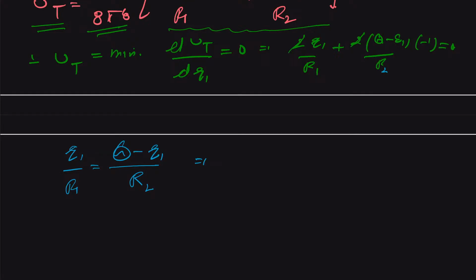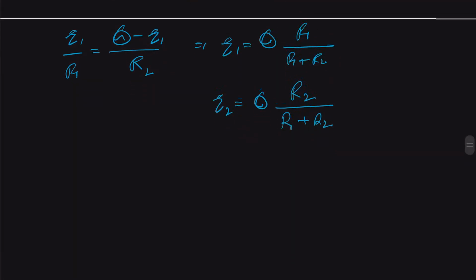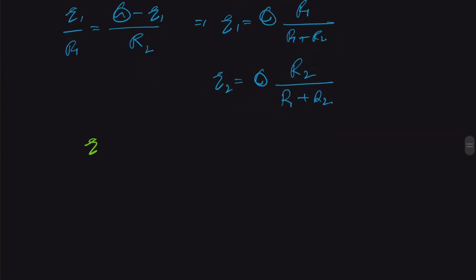From here we can say that our q1 will be equal to q upon r1 plus r2, and similarly our q2 will be q times r2 upon r1 plus r2. And in terms of ratio, our q1 to q2 ratio will be equal to the ratio r1 to r2. So when the charges on individual spheres are proportional to their radii, we get the energy equal to the minimum energy.